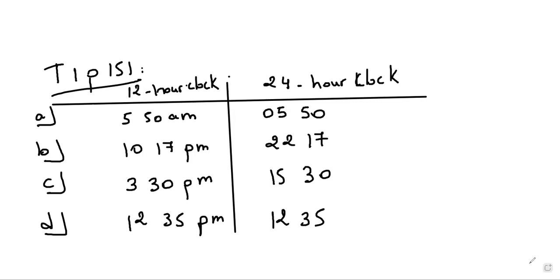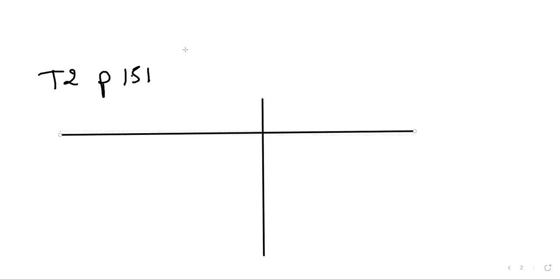For the second task, task 2, page 151, you have times written in the 24-hour clock, and you need to write them in the 12-hour clock. So I will do the same table. I will have two parts of it: on one I will write the 24-hour clock, and here the 12-hour clock.